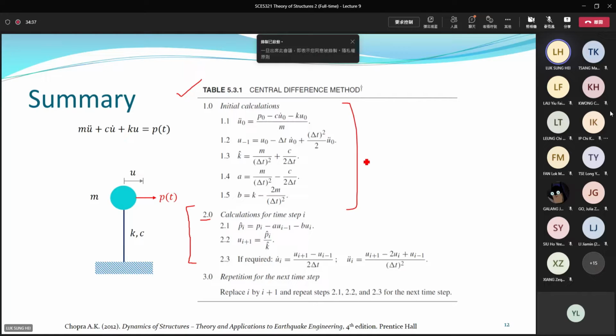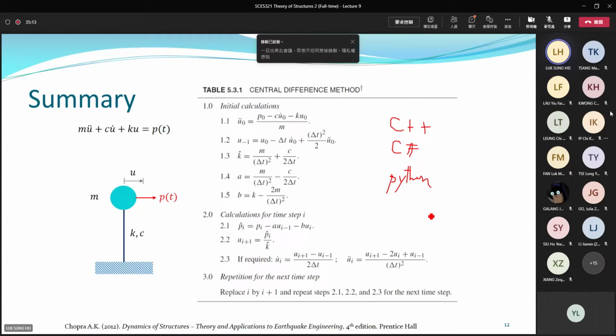It depends on the skill you have. If you like, I think in the past you have learned some programming languages like C++ or C#, or you may have learned Python. You may write a program for this central difference method, and then you can click the run button. The computer will generate the whole displacement history for you. You may use computer programming techniques to implement this central difference method using different programming languages.